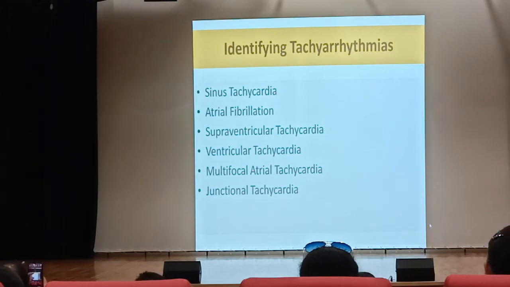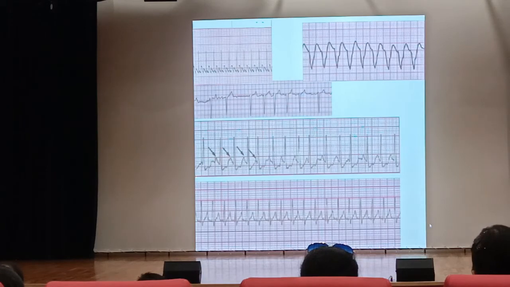Coming to the tachyarrhythmias, any rate more than 100 will be a tachyarrhythmia. Say sinus tachycardia, atrial fibrillation, supraventricular tachycardia, ventricular tachycardia, multifocal atrial tachycardia, junctional tachycardia. So any rate more than 100 is tachycardia, and this is atrial flutter. If I look at the rate, more than 100, rhythm regular, P wave difficult to identify. P wave is replaced by a sawtooth pattern, and that's the classic of atrial flutter. What is this ECG? Anybody?